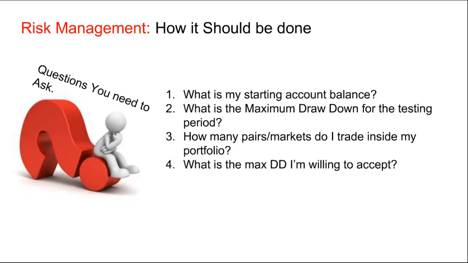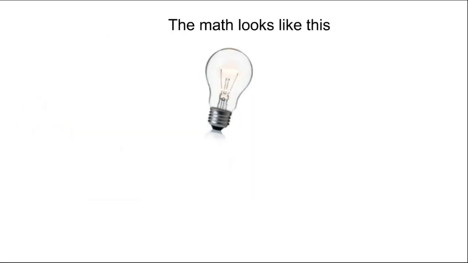And then 4, what is the maximum drawdown I am willing to accept? Everybody got it? Okay. The math looks like this.